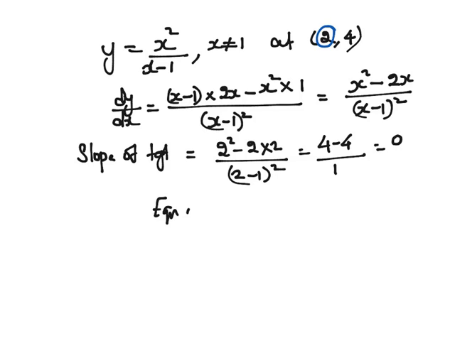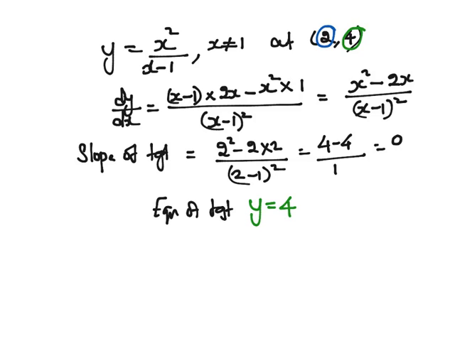The equation of the tangent will be, now we know that for any horizontal line, the equation will be y equal to something, right? So here the y coordinate is 4, so the equation of the tangent is y equal to 4 because it passes through the point (2, 4). But the problem here is my objective is to find the equation of the normal, not the tangent.